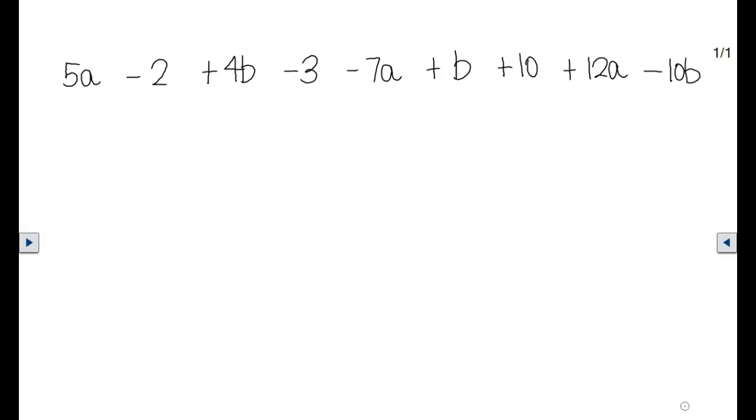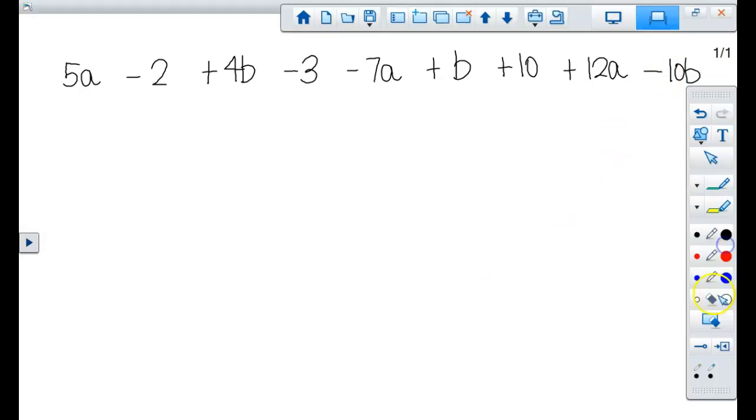Now what you'll notice is that this particular problem has 1, 2, 3, 4, 5, 6, 7, 8, 9 terms. Now 9 terms is a lot. This problem stretches all the way across the board. So what I want to do is use this idea of like terms to make this simpler, to see if I can combine the like terms and make this problem shorter.